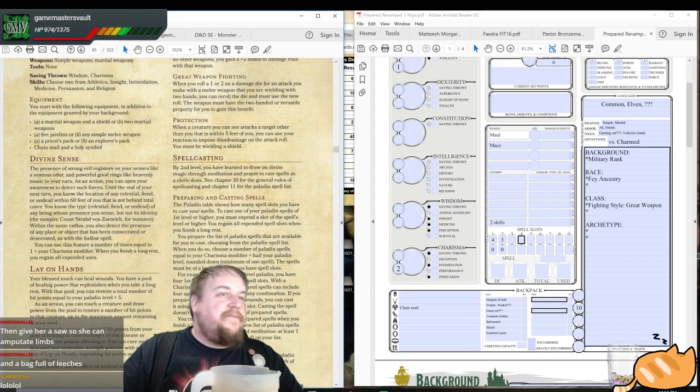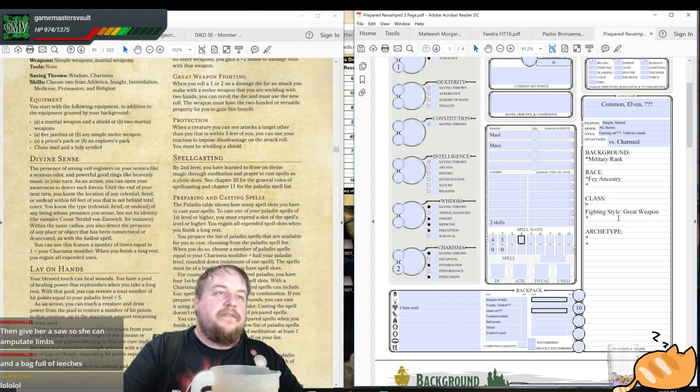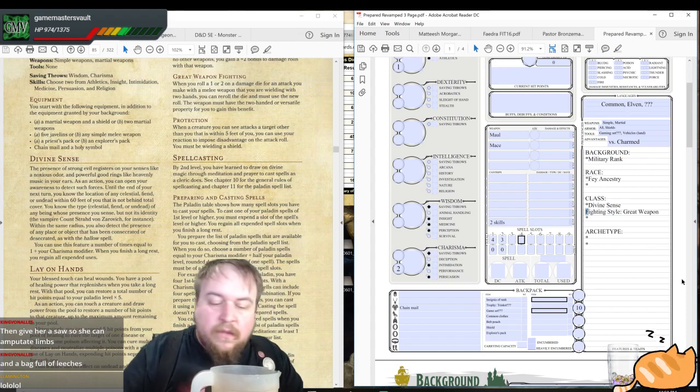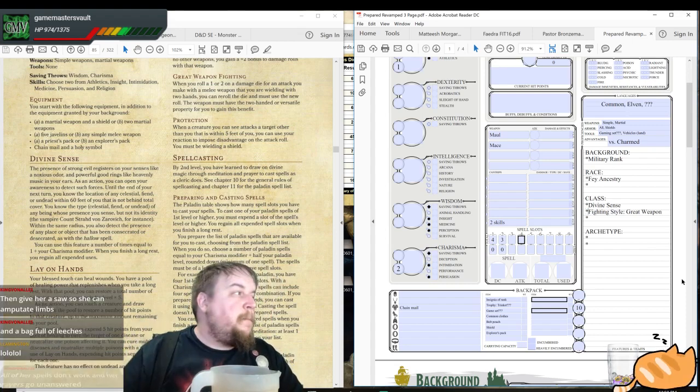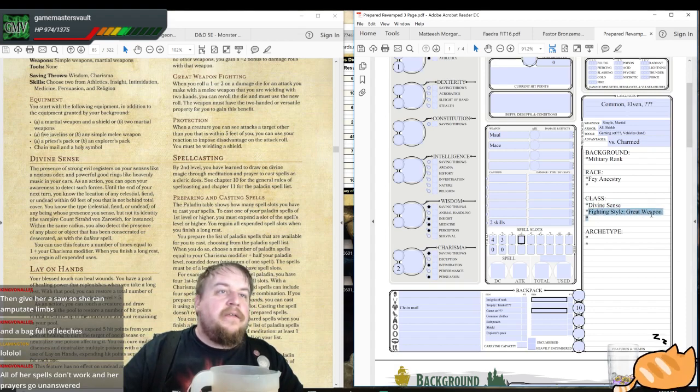Now that we have our proficiencies, we are going to be getting a couple other goodies, such as Divine Sense. That's our Detect Evil and Good. We are also going to be receiving Lay on Hands.